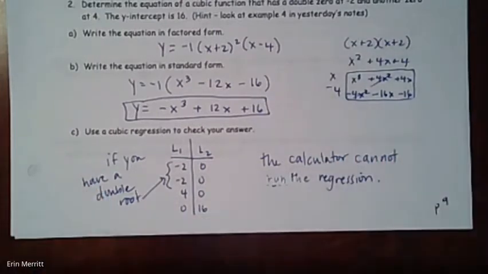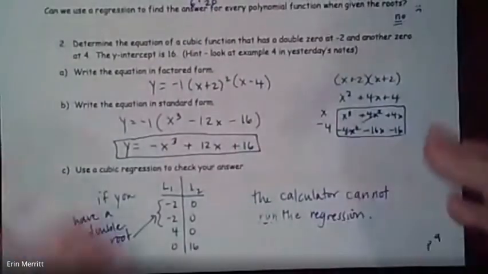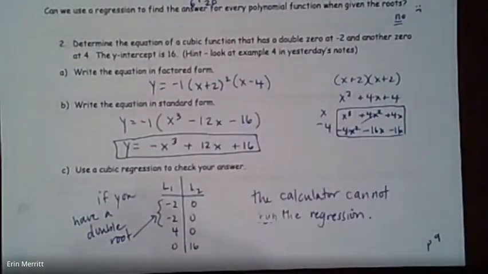So even though it's an amazing shortcut, and I highly suggest you use it for questions like up top, if it turns out that you're trying to write it in standard form and you have a double root, you are going to have to do the work yourself.